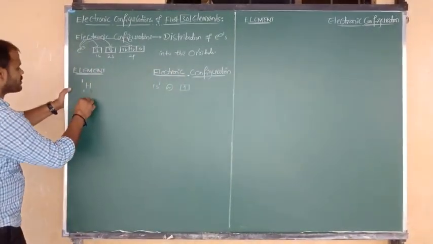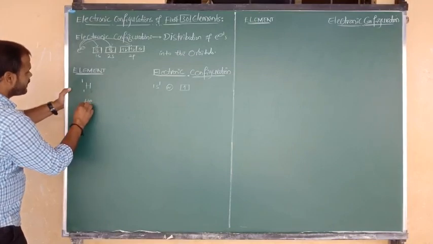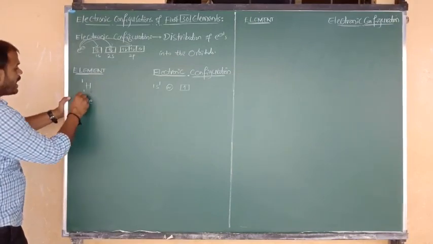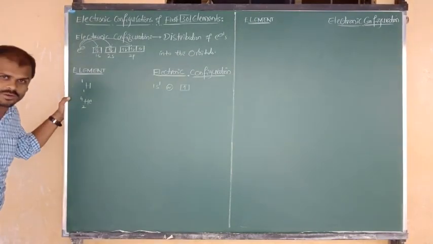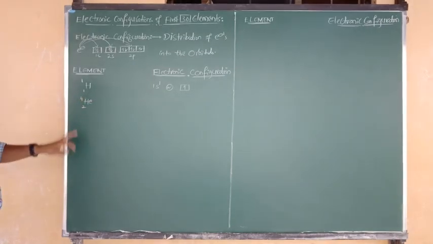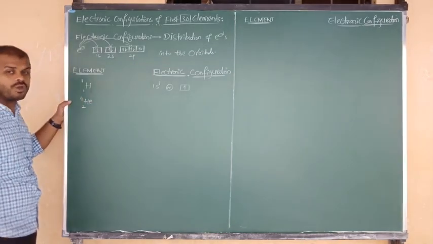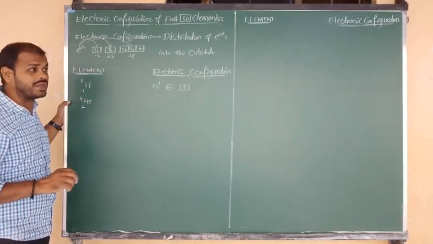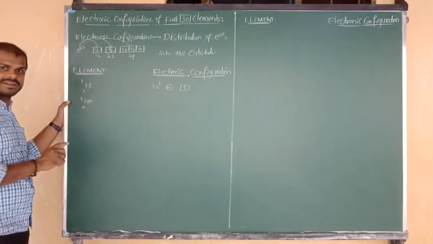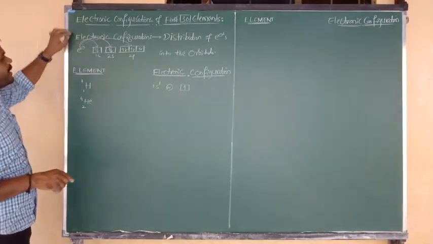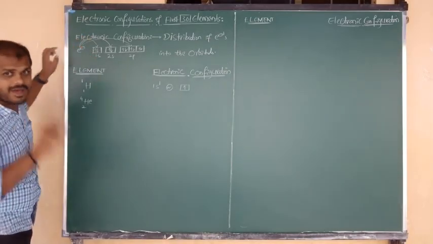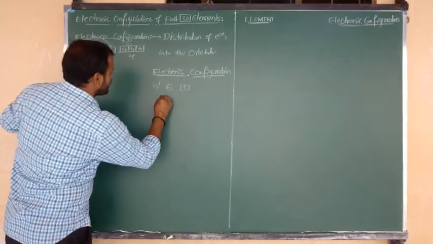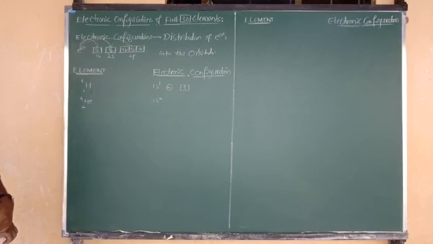Next element is nothing but what? Helium. Helium atomic number is 2 and its mass number is 4. So how to write the electronic configuration? Helium contains 2 electrons. The 2 electrons are distributed into the 1s orbital. So we can say 1s2 configuration.